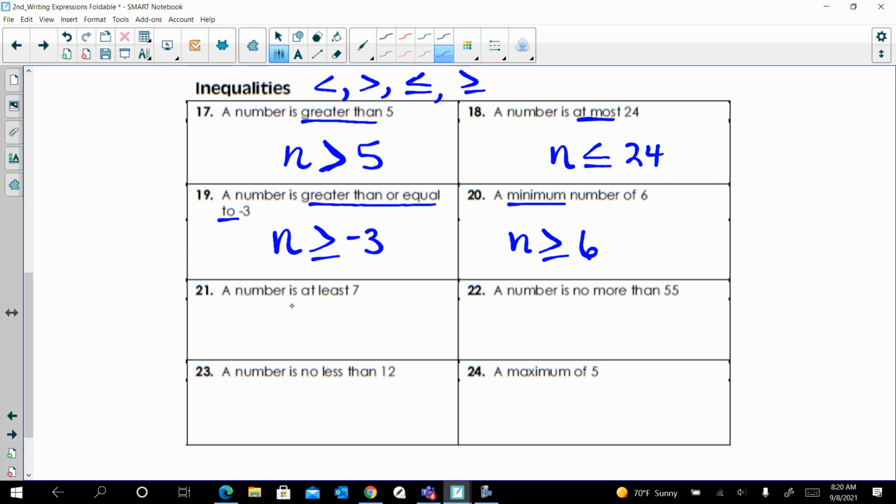21, a number is at least, okay? If I see the phrase at least, again, that's going to be greater than or equal to. So n is greater than or equal to 7.